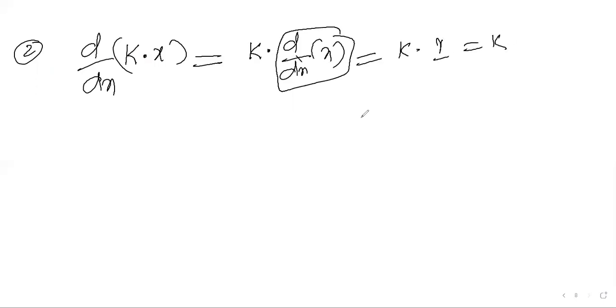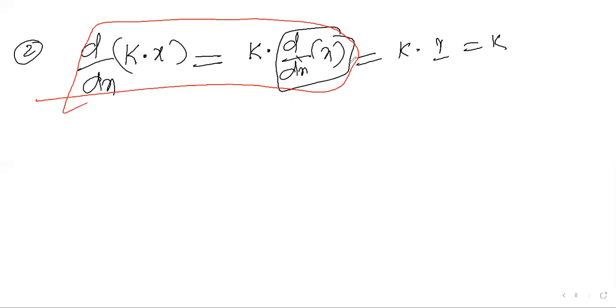Okay, first formula, second formula: in d by dx of some constant into a function, you have to keep the constant outside, then do the differentiation for the other part. That is the second formula.